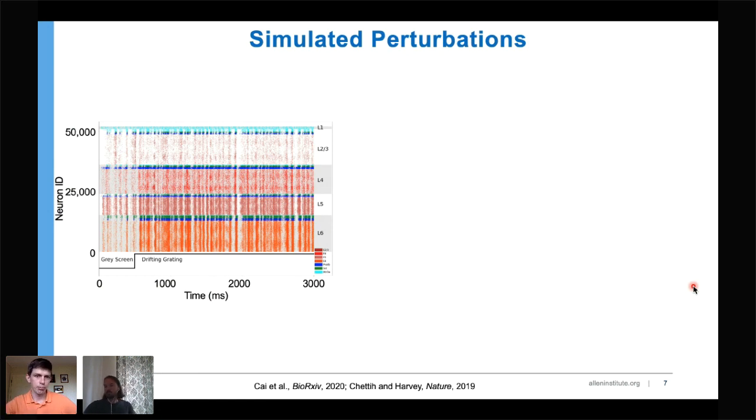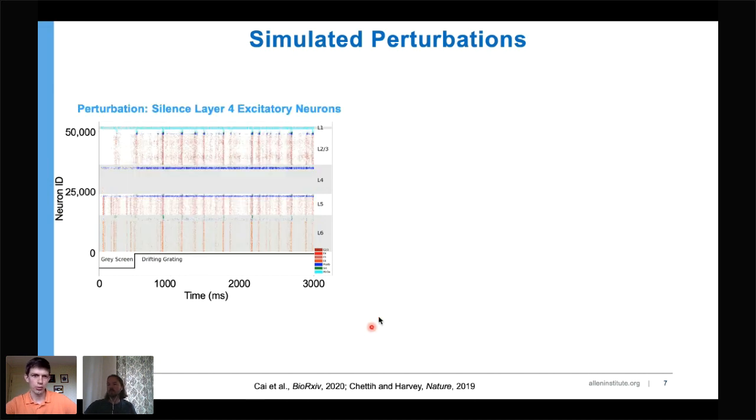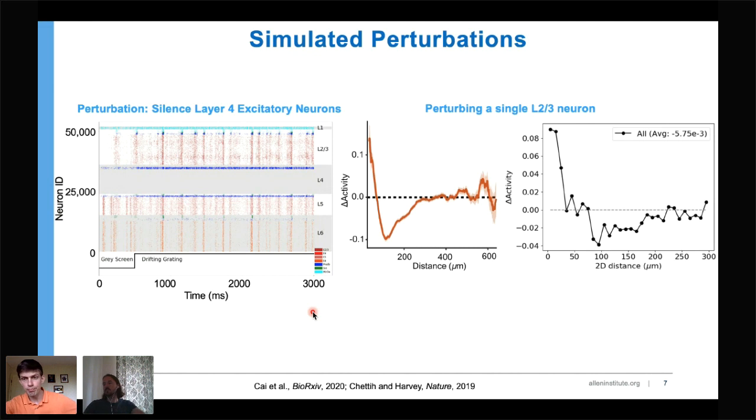So just an example, this is an intact model running a simulation for 3 seconds, but then if we silence excitatory cells in layer 4, then you get this. Of course, layer 4 is completely silent, but then other neurons are strongly affected as well. And we can do that for any cell of any type the way we want in the model. So in this project, we are working together with internal collaborators, Stefan Mihalas and Binghuang Cai, and also with external collaborators, so with Chris Harvey at Harvard.